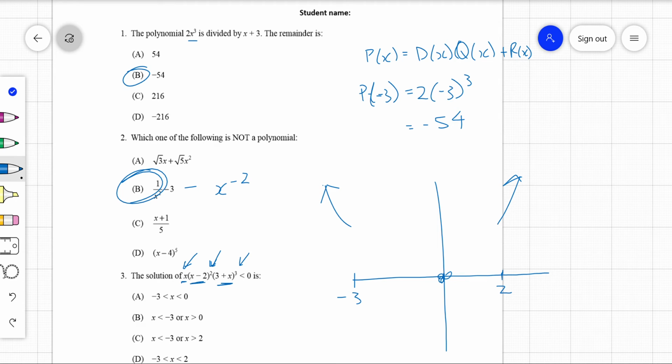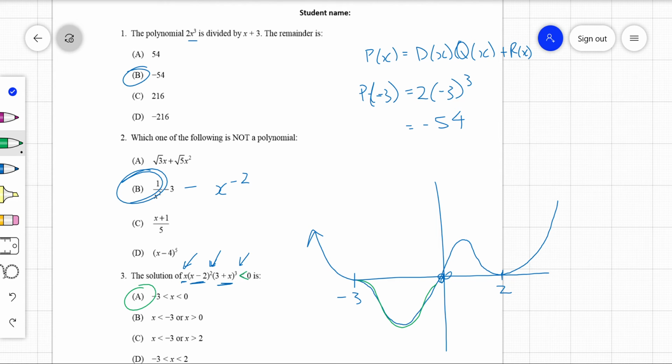If I start up here, this is a double root. Double root is a bounce. Then this is a single root, so it goes through. And then this is a cubic root, triple root. So it's going to look like that-ish, kind of. It doesn't matter, this is just the working, so it doesn't have to be neat. So where is this less than 0? Where is it underneath the curve? Between negative 3 and 0. So it must be A.